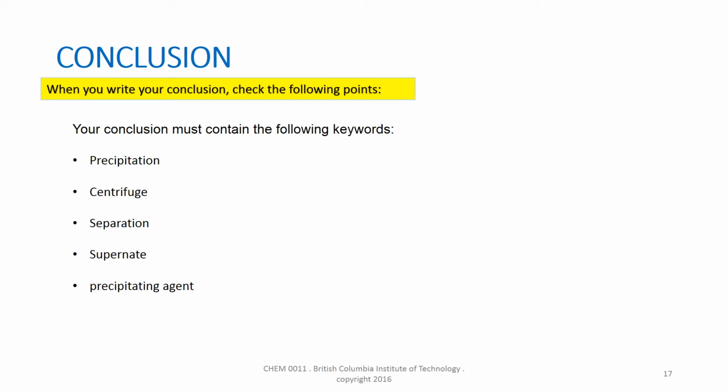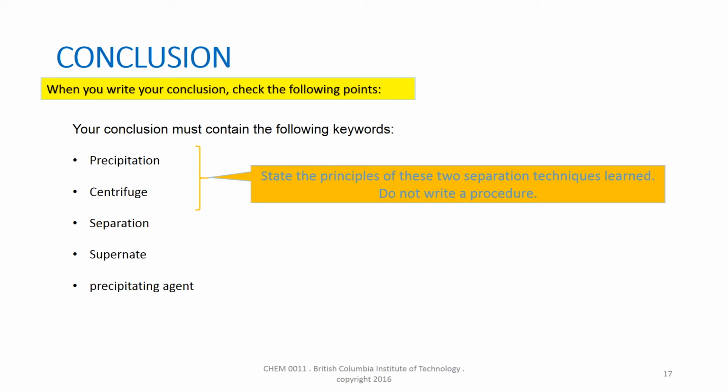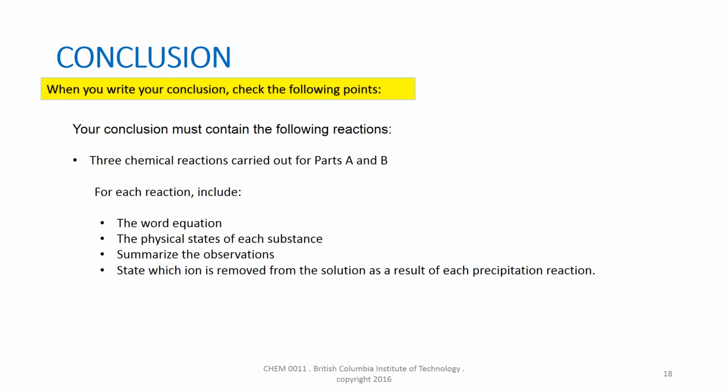Let's take a look at what is required to write the conclusion for this experiment. Your conclusion must contain these keywords. When writing about precipitation and centrifuge, state the principles of the two separation techniques learned. Do not write a procedure.